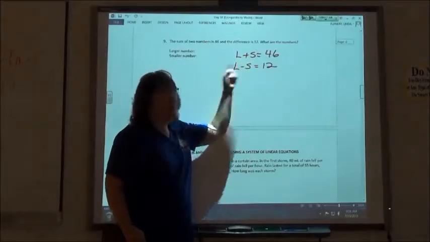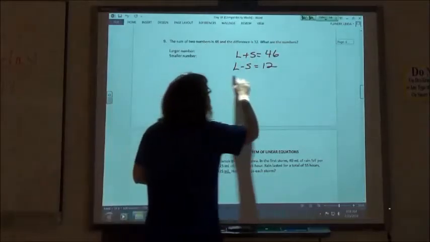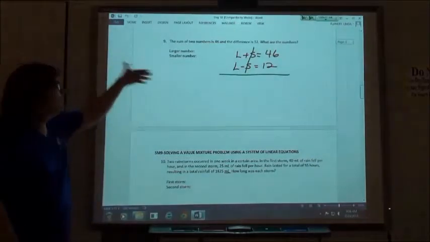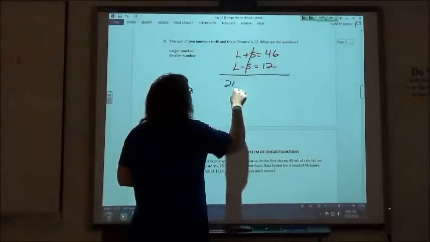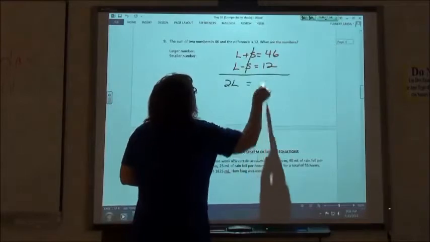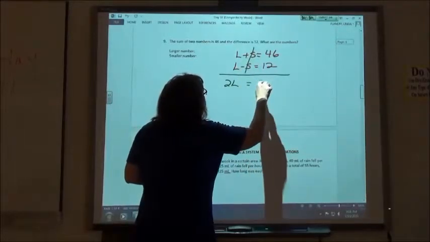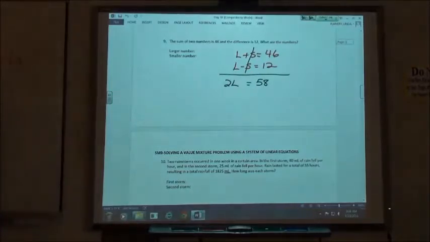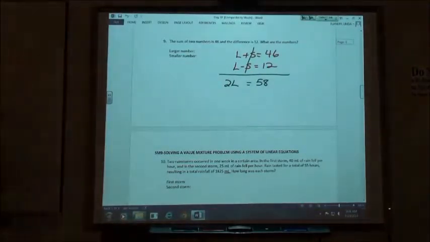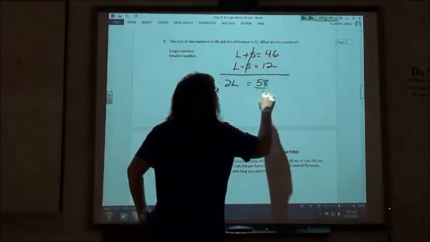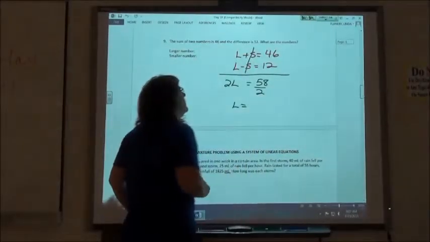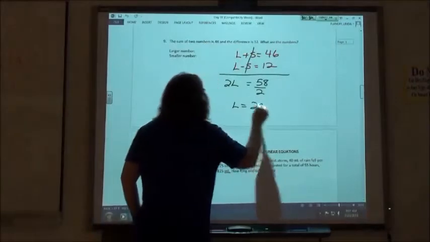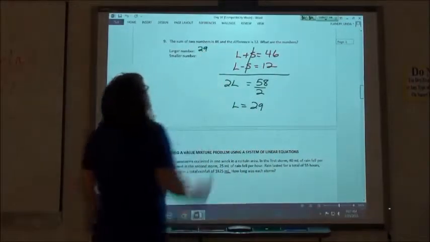Here I already happen to have opposites in front of my S's, so I can just cancel those out when I add them together. So L plus another L would be 2L. The S's cancel out. 46 plus 12 is 58. And so when I divide by 2, I get 29. 29 is my large number.